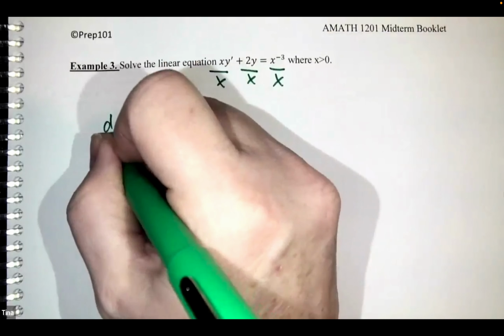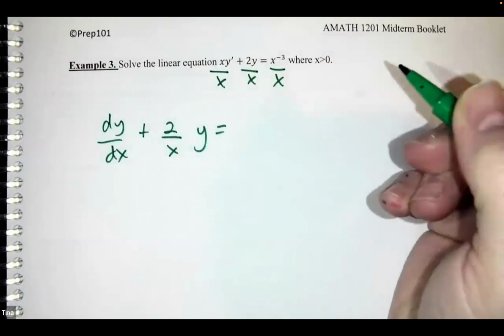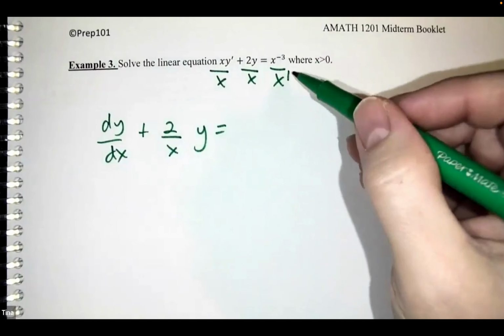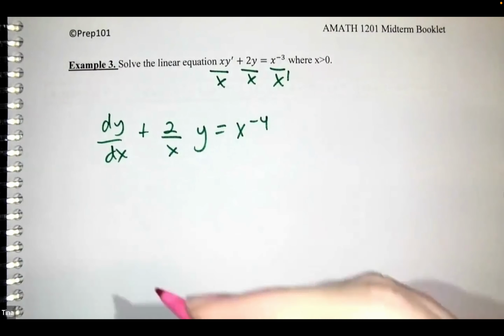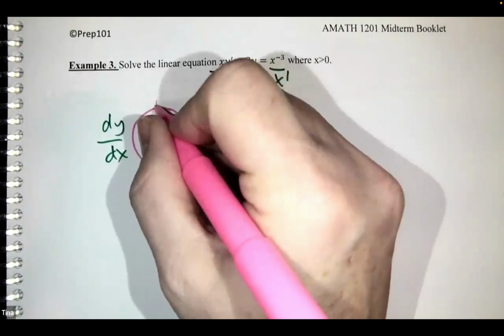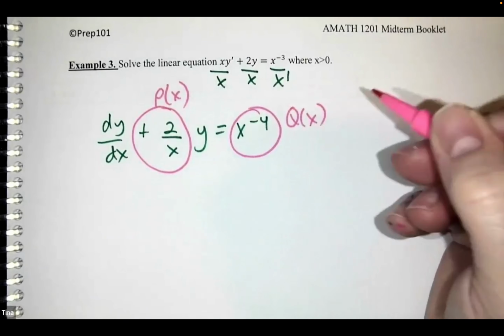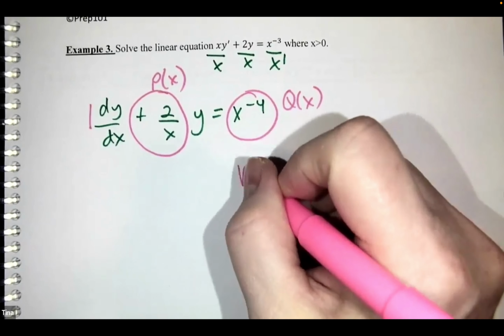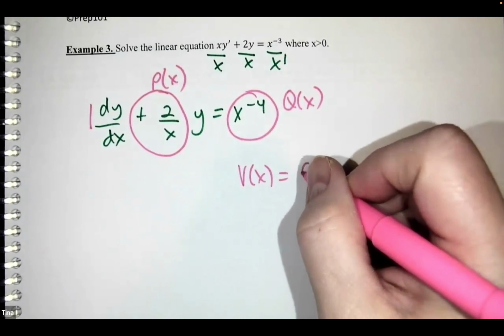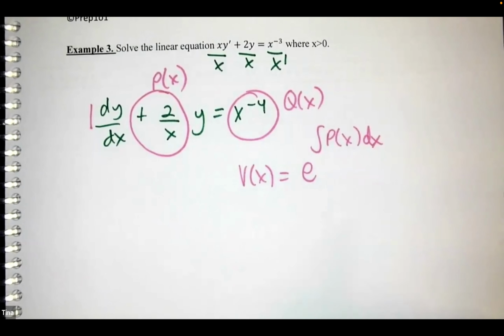Okay, so dy by dx plus 2 over x y. This would be, if I subtract my exponents, x to the negative 4. So everything in front of y, including the sign, is p of x, and everything on the right, once this is a 1, is my q of x. So my integrating factor is always e to the integral of p of x dx.